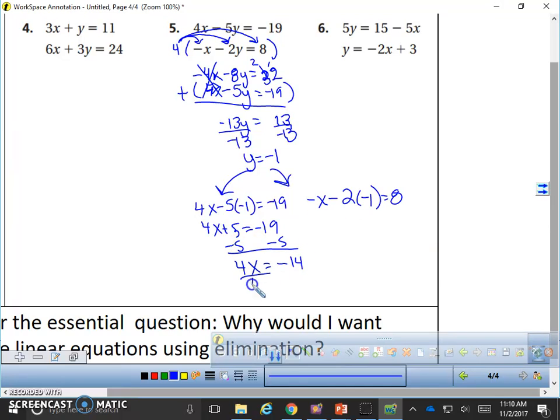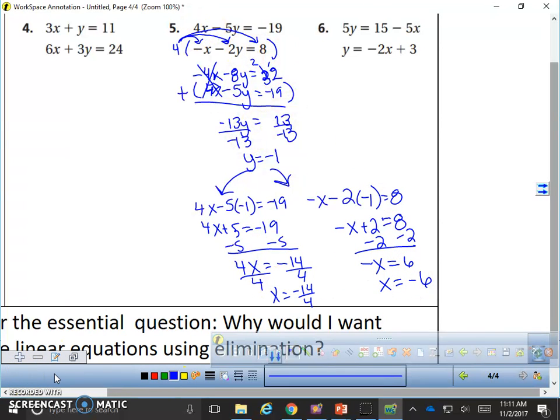Maybe I did something wrong. Divide by 4, x equals negative 14/4. I'm going to leave it like this for now. Negative x times 2 times negative 1 is plus 2 equals 8. Take away 2, take away 2. Negative x equals 6. x equals negative 6. I'm going to pause my video and find my mistake really quick because I didn't get the same answers for x, so something happened here.